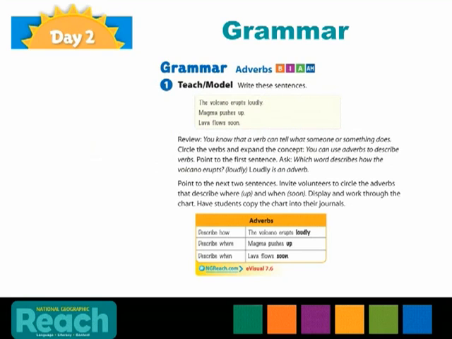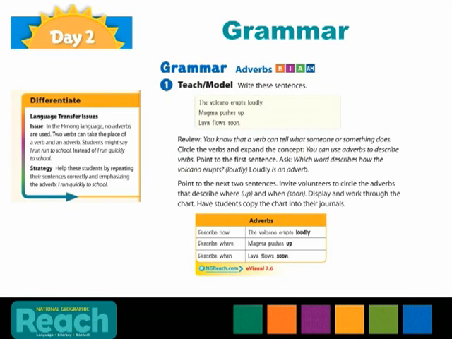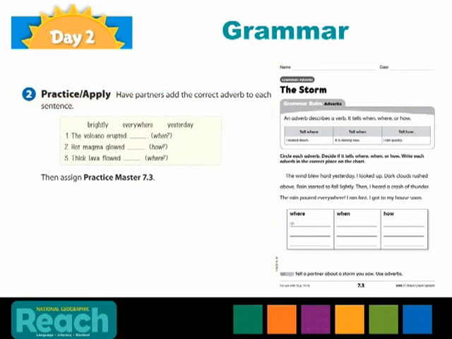All the grammar in Reach is contextualized, so grammar is taught within the context of a lesson. The grammar skill is taught and modeled using sentences linked to that content. The differentiation box for the grammar lessons will identify specific language transfer issues and supports for students. Once the grammar skill has been taught and modeled, it's time to practice and apply the grammar skill right away with a partner and on their own.